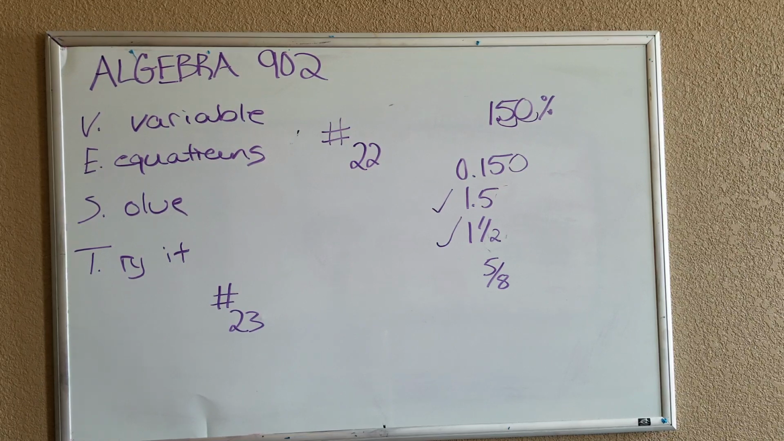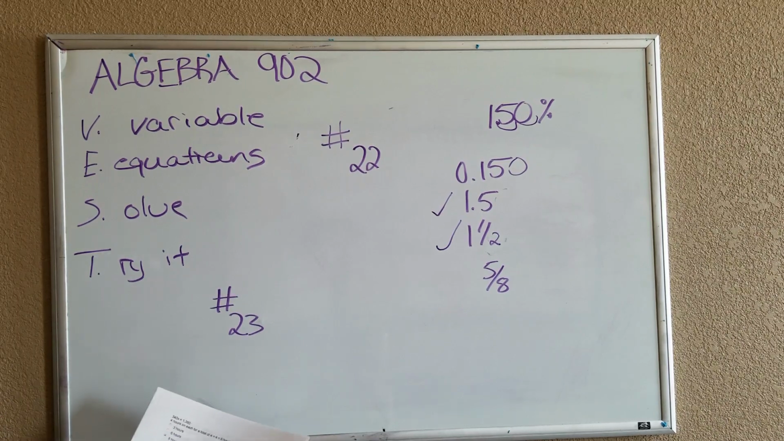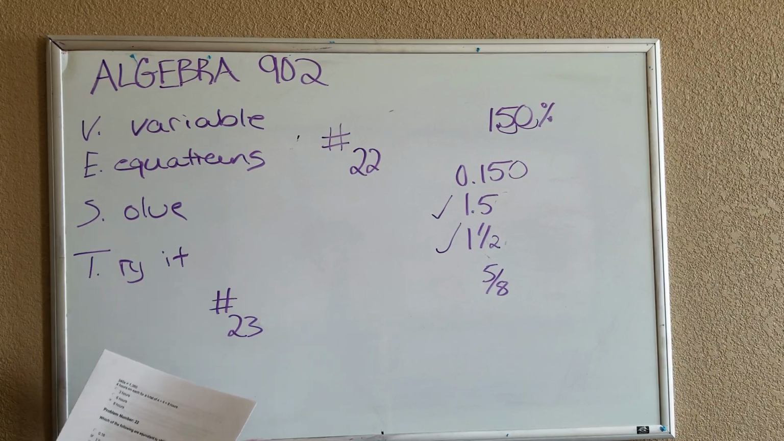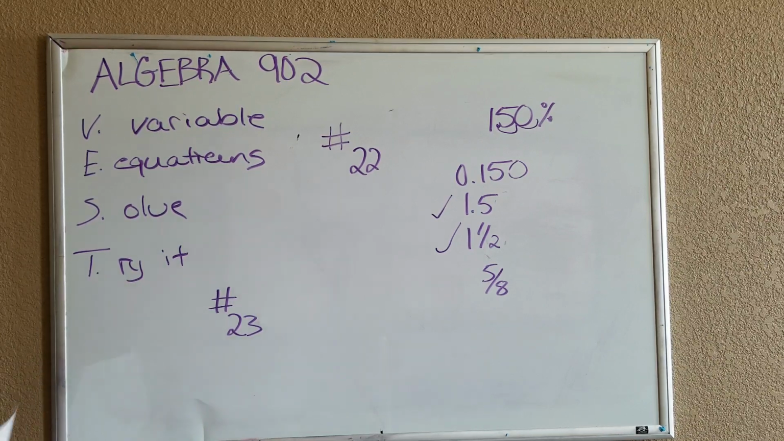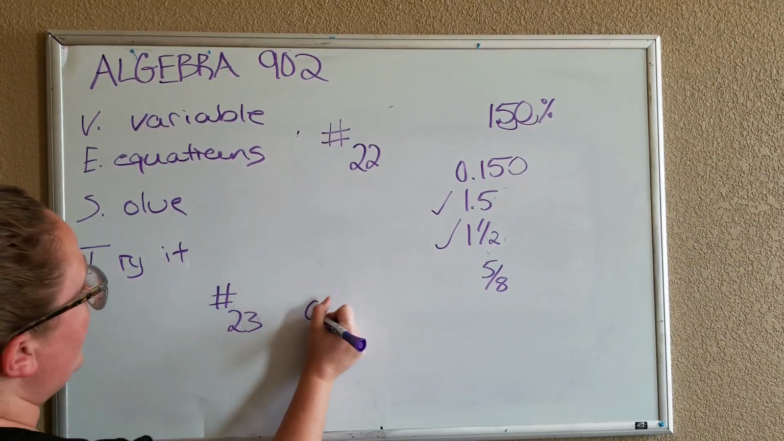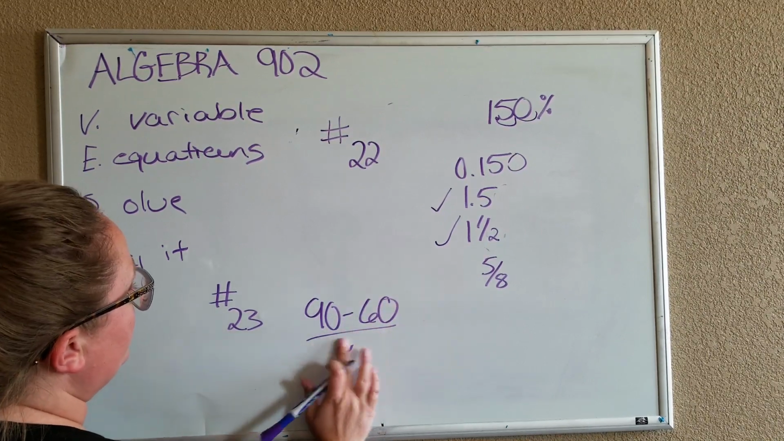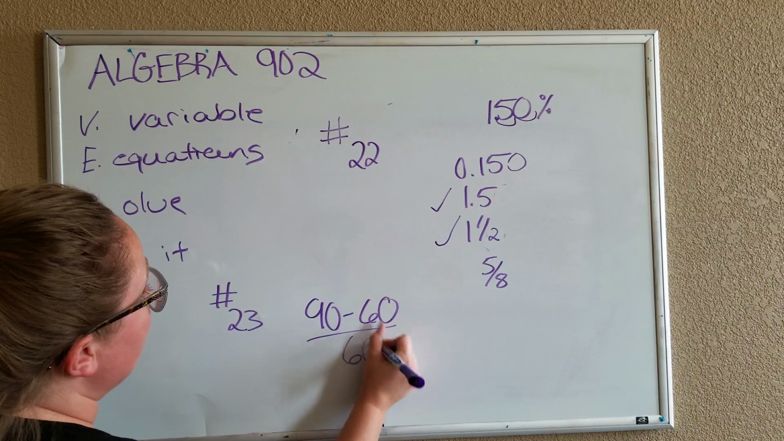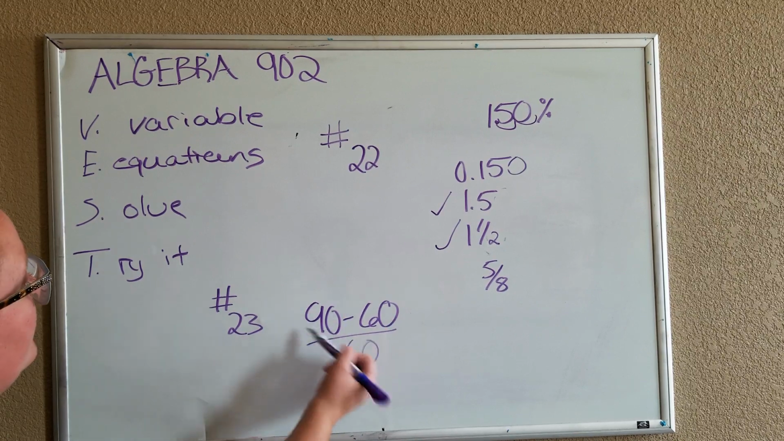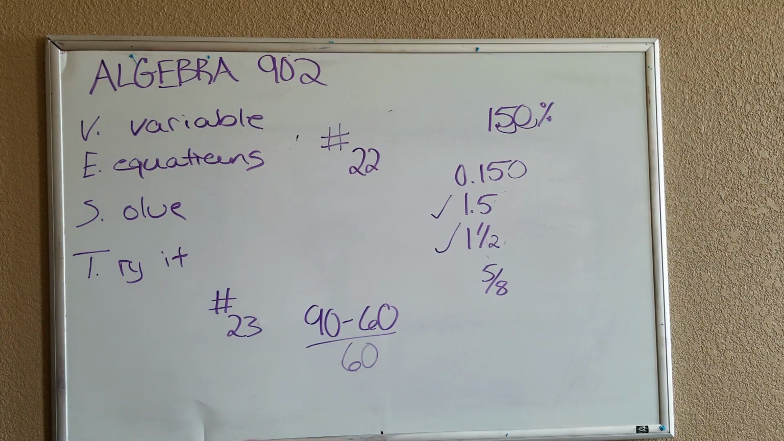Number 23 is a percent increase. Misha increased her test score from 60% to 90%. What is the approximate percent increase of Misha's test score? Okay, so for percent increase, you take the two scores and you subtract them, and you divide by the smaller number, okay? Oh, not the larger, the smaller. For percent decrease, if they ask you for the percent decrease, you would subtract them and divide by the larger number. But for increase, you're going to subtract and divide by the smaller number, okay?